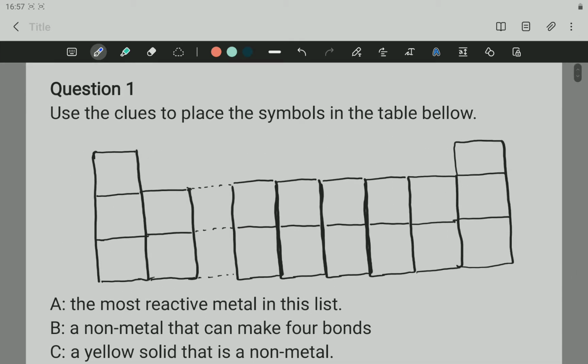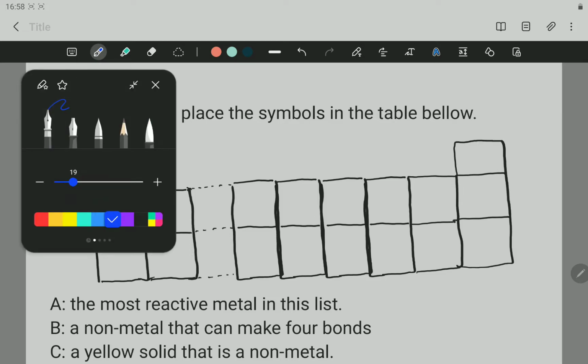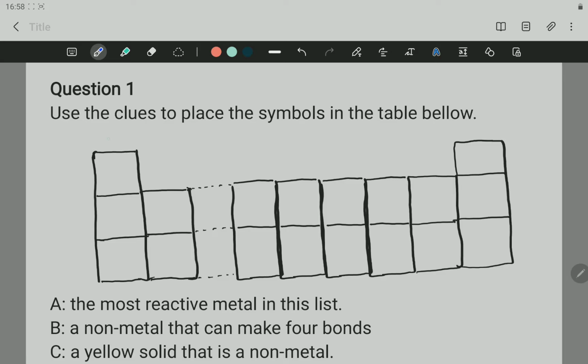You can see you have 3 periods, you have so many groups. So before we go on, let's write down the number of the groups. This is group 1, this is group 2, this is group 13, this is group 14, 15, 16, 17, and 18. Those are the groups. All these ones here are the transition metals. Transition metals are not part of this question. They are not there. Okay?